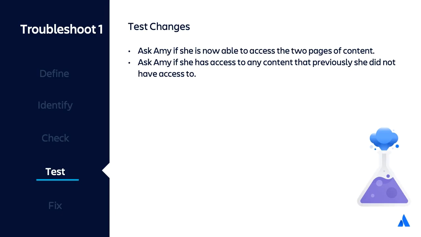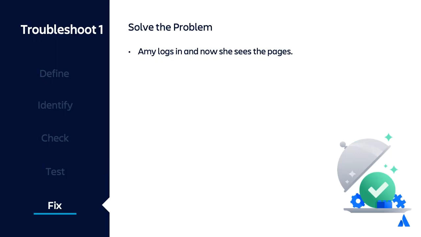Now, you can ask Amy if she is able to access the page that she was unable to access before. Ask her to confirm that she can't access any other pages in the page hierarchy. Amy logs in and confirms that she can view the pages. Make sure that you add some documentation for your users explaining what happens with page restrictions and inheritance.